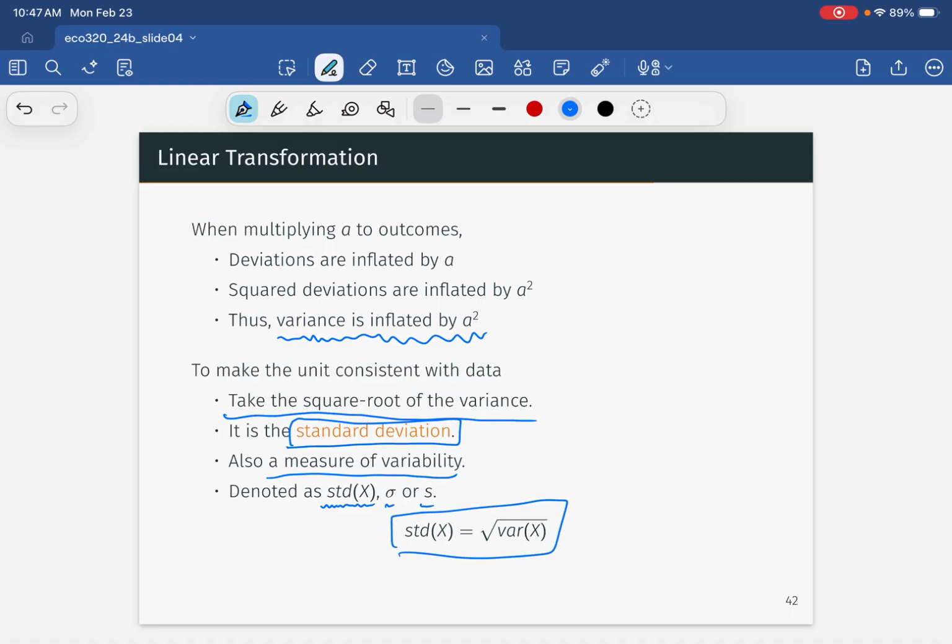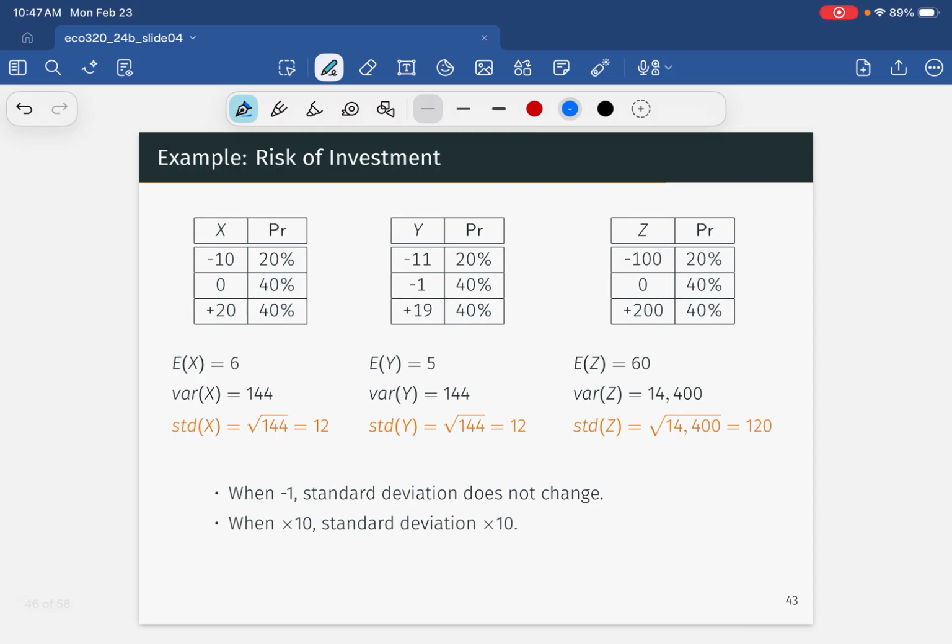Okay, so we call that unit constant. That means if you multiply a, then standard deviation will be multiplied by a. So multiplication is same, like preserved. Okay, now let's compare the numerical examples again. So the variance, original case, the variance was 144. Its square root is simply 12. All right. And then when you define a new random variable by taking -1, that does not affect standard deviation.